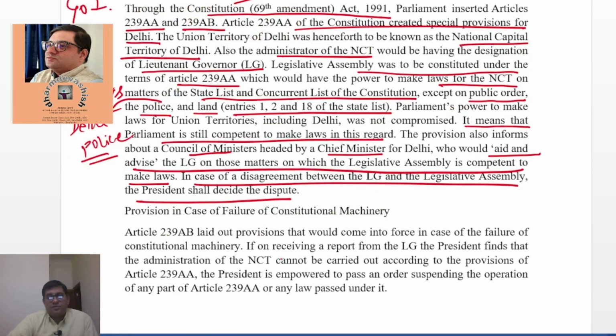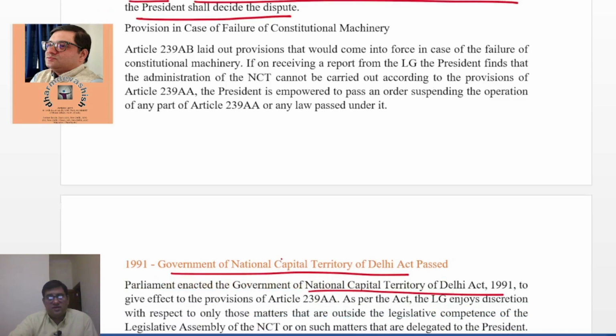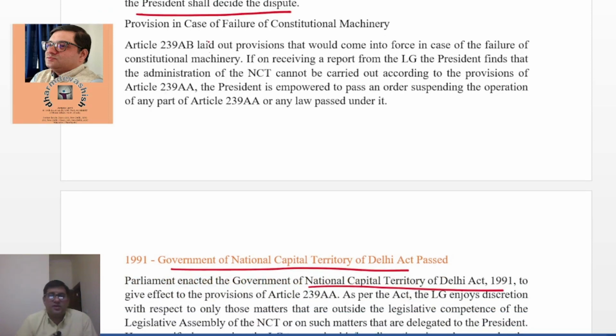Furthermore, through the 69th Amendment, Article 239AB was also inserted. Now what is this Article 239AB? This deals with situations which lead to failure of constitutional machinery. This set of words also appears in another article, Article 356. But Article 356 is applicable to full-fledged states, not to a UT, I would say.